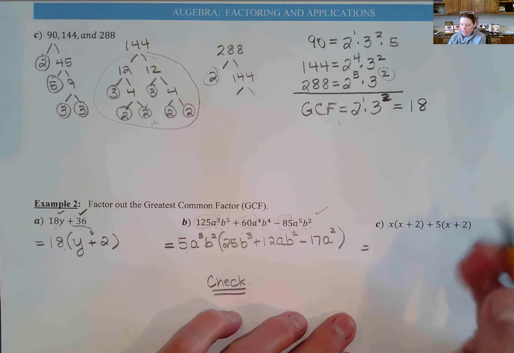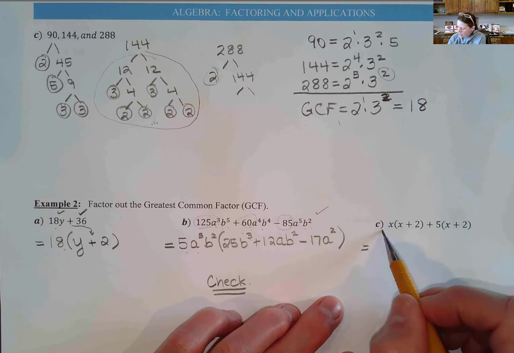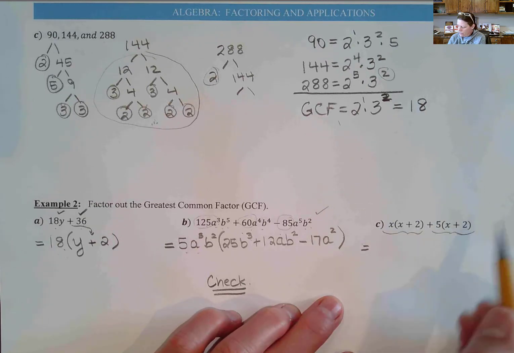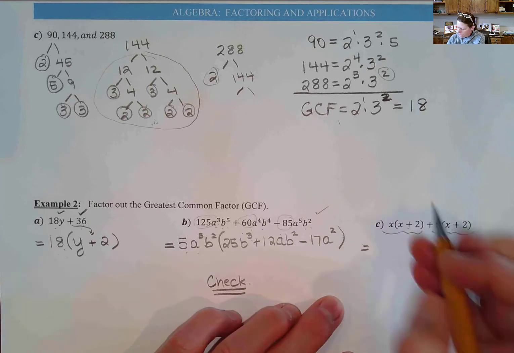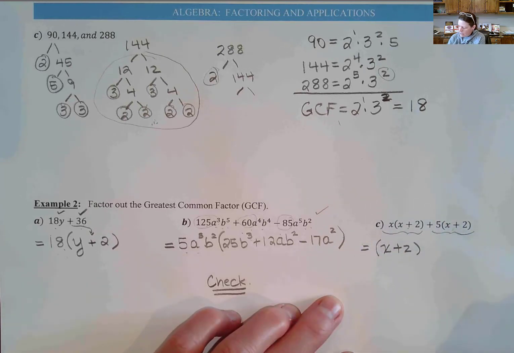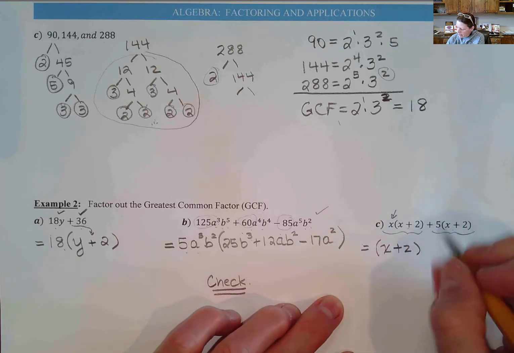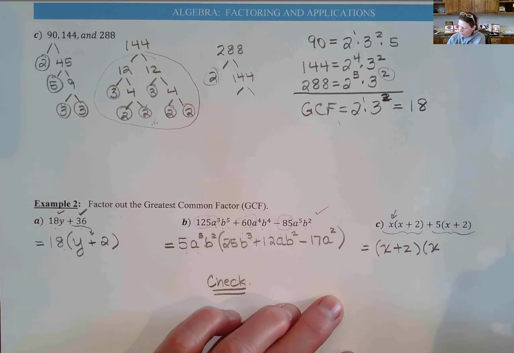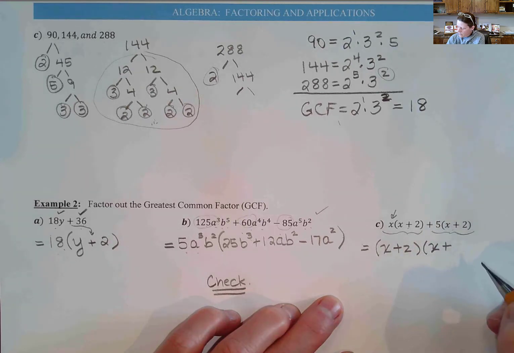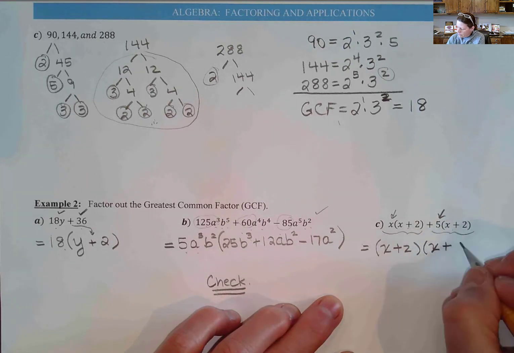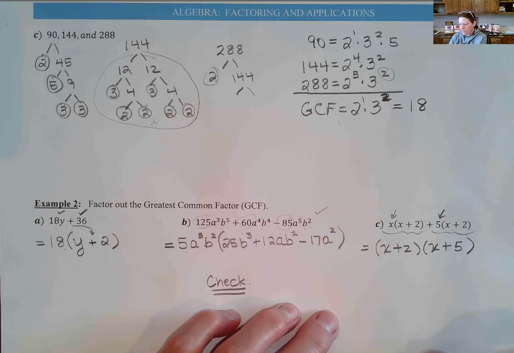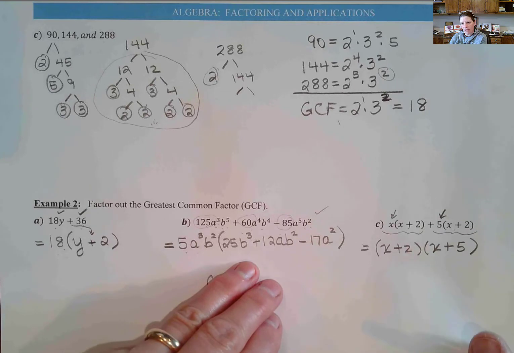Lastly, part C, this one's unique. We essentially have 2 terms, and the common factor in each term is x plus 2. So we're going to factor out that x plus 2. X plus 2 times x gives our first term. We've got a plus sign in between, and x plus 2 times 5 gives that last term. And this is a precursor to some factoring that we're going to do next.